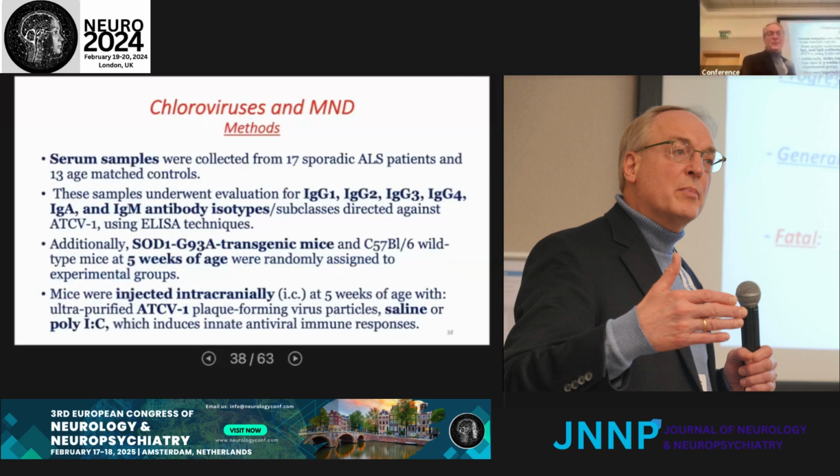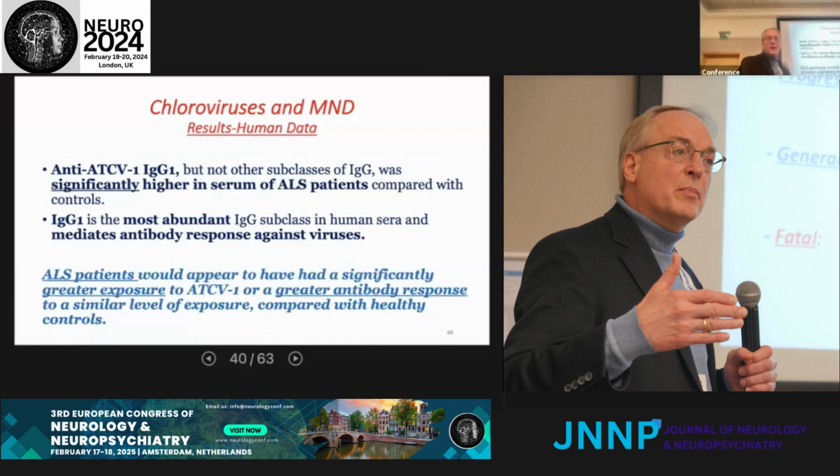So off we went. We looked at 2 different types of studies, just to briefly run through this. We took samples from humans with the disease and controls, and we looked for antibodies to the chlorovirus. And we also did something with transgenic SOD animals. We had a SOD1 G93A transgenic mouse model, and we also had a wild type mouse model that we either injected intracranially with the virus, with saline, or with something called poly-IC, which induces an innate antiviral immune response. So 2 separate processes going on at once.